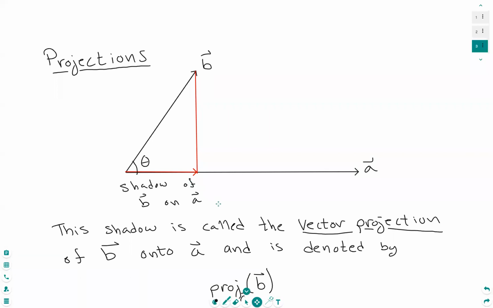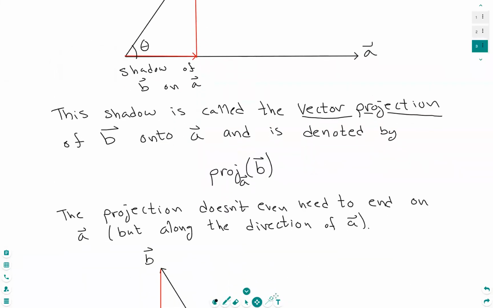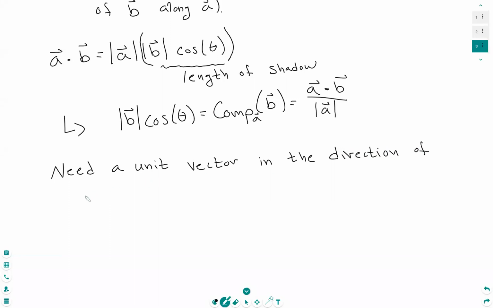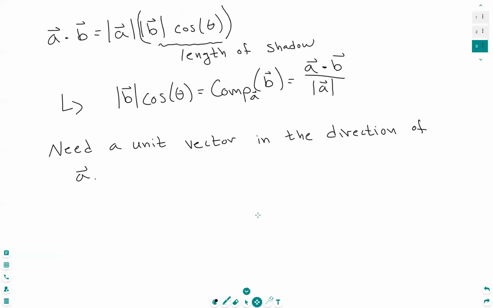So what we could do is introduce a unit vector that points in the direction of A, right? So we need a unit vector in the direction of A. Okay. Well, if I have any vector and I scale it by how long the vector is. So imagine that I have a vector of length 5 and I divide it by 5. That would mean that its new length would be 1.